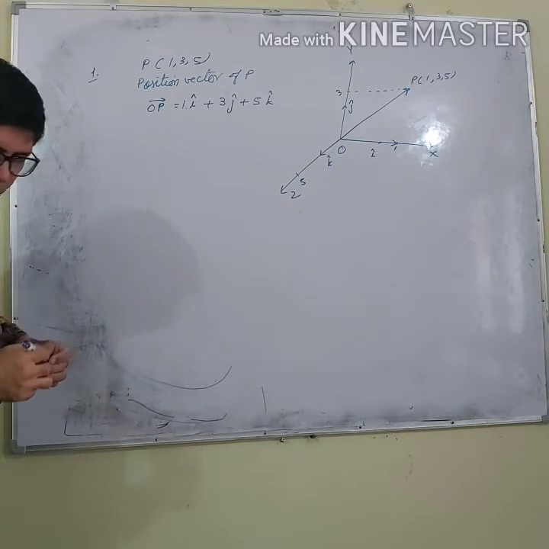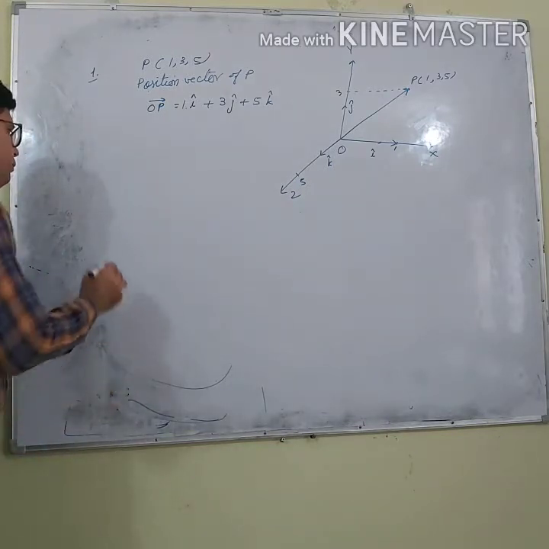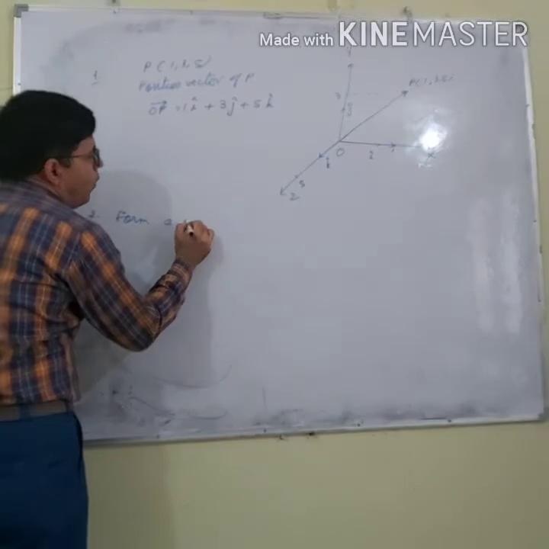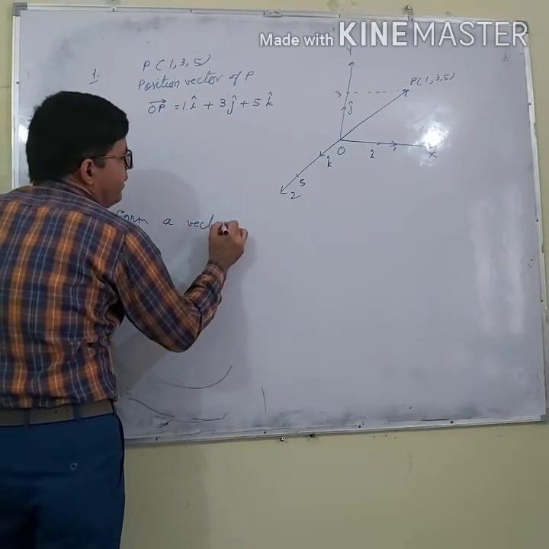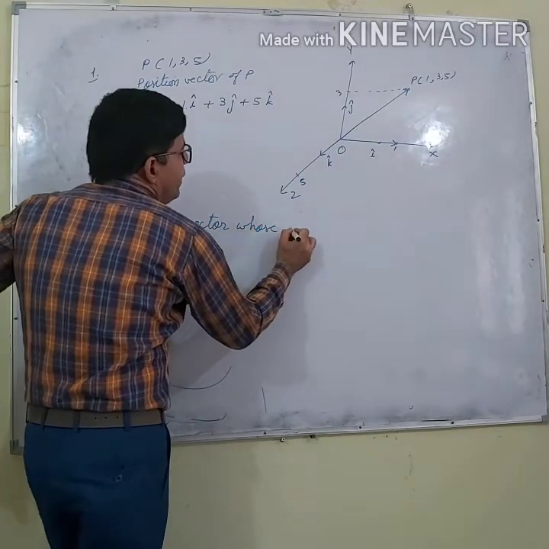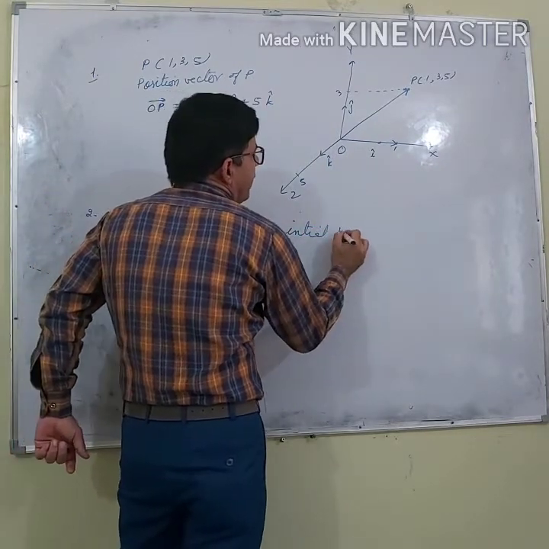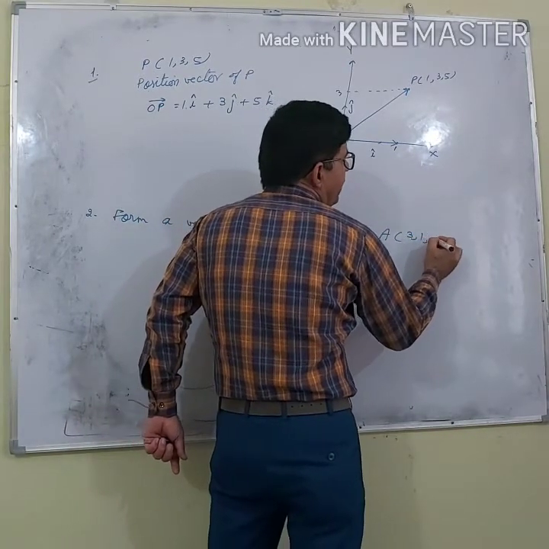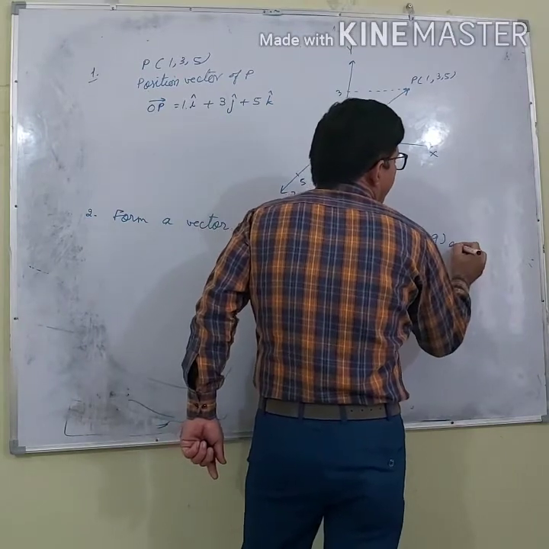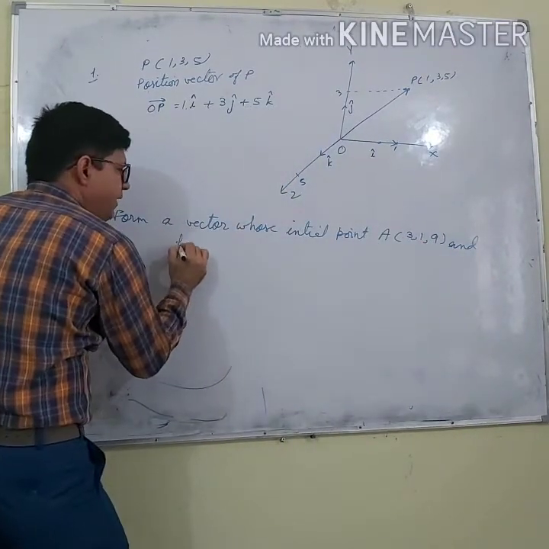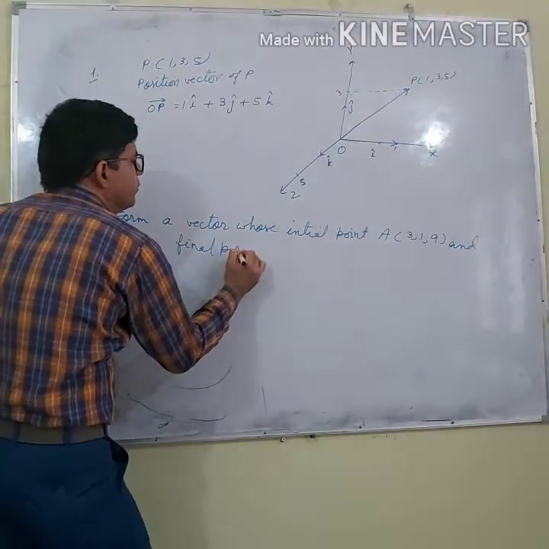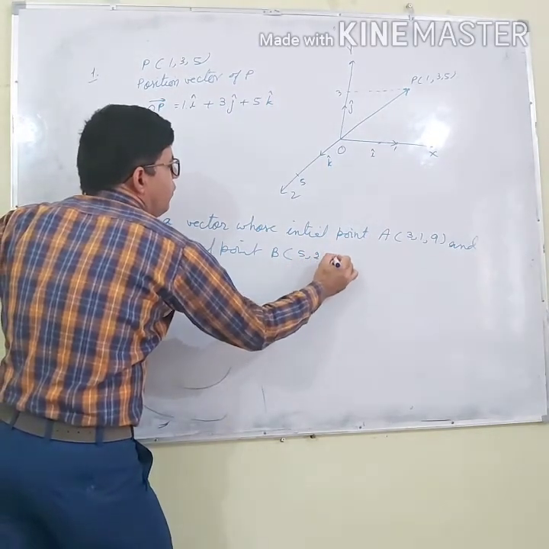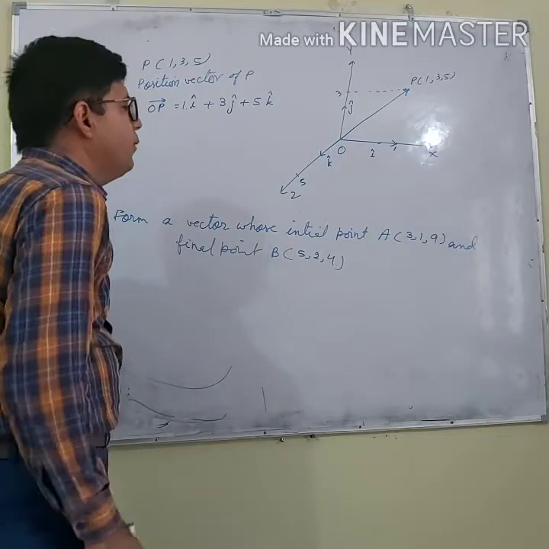Question number 2. Form a vector, not a unit vector, whose initial point A has coordinates 3, 1, 9, and final point B is 5, 2, 4. What will be that vector?